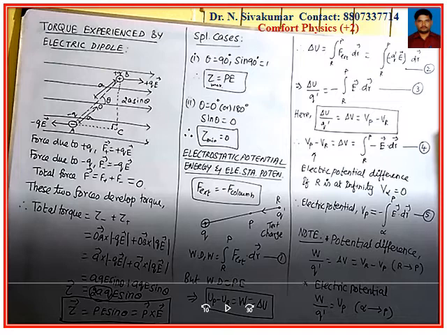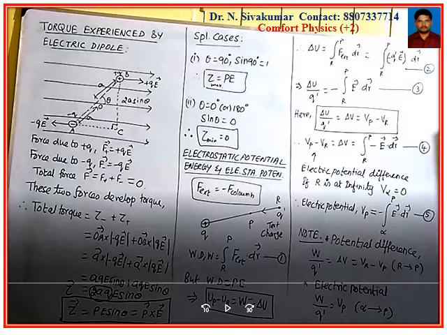The force due to the positive charge is plus qE, the force due to the negative charge is minus qE, but the total force on this system is 0. If it is 0, then the system is in rotation. These two forces will develop a torque. So the total torque is equal to the torque by the negative charge plus the torque by the positive charge. We know what torque is: force into perpendicular distance.